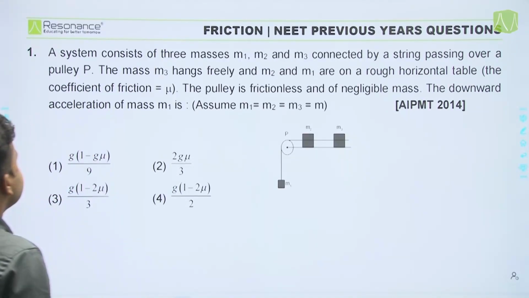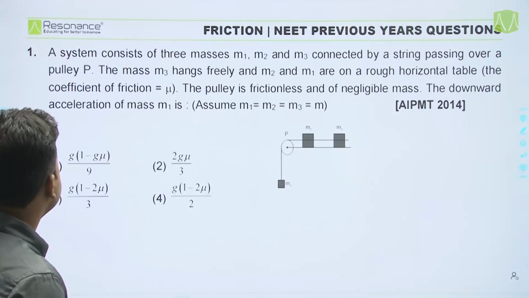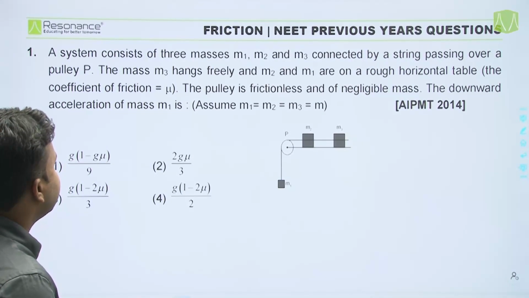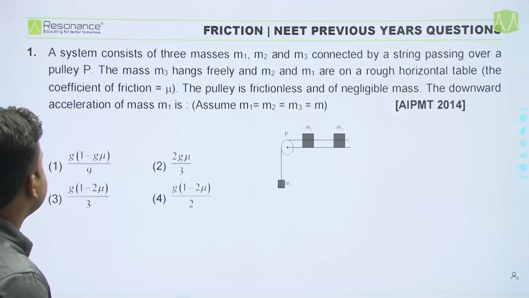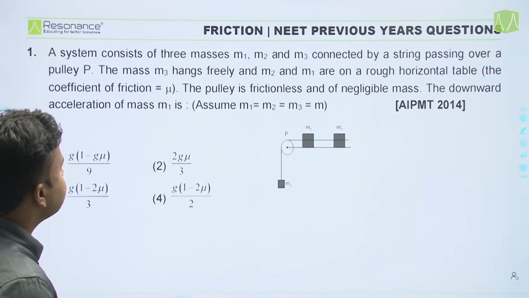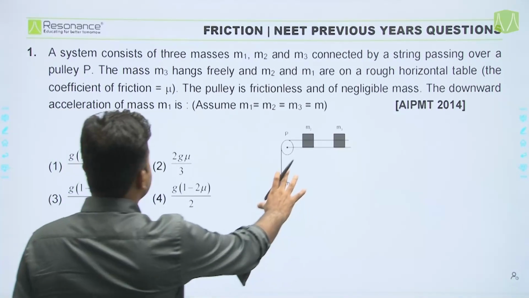So the question is: a system consists of three masses M1, M2 and M3 connected by a string passing over a pulley P. The mass M3 hangs freely and M2 and M1 are on a rough horizontal table. The coefficient of friction is mu. The pulley is frictionless and of negligible mass. The downward acceleration of M1 in the diagram is asked.